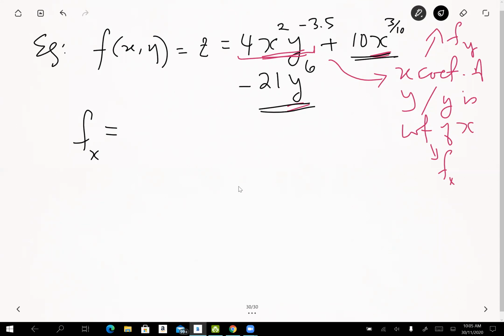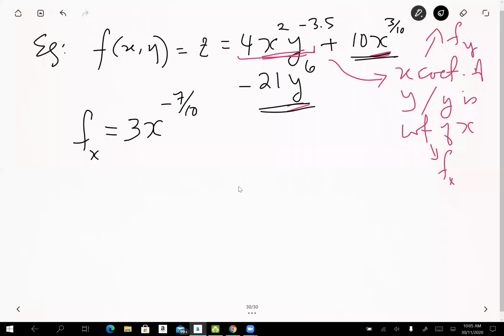All right. Take the derivative of the second term, 10x to the power of 3 over 10. What do you get? 3x to the power of 3 over 10 minus 1. So that becomes negative 7 over 10. Okay. Now the third term, y, is a constant. So that will be 0.